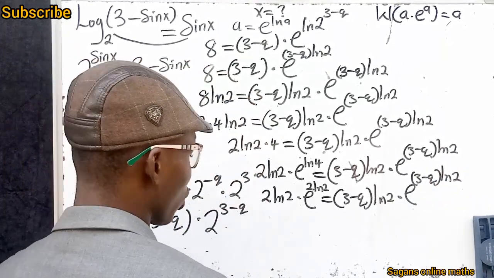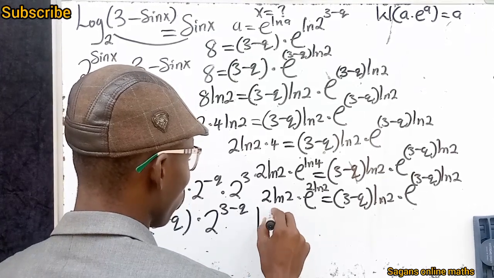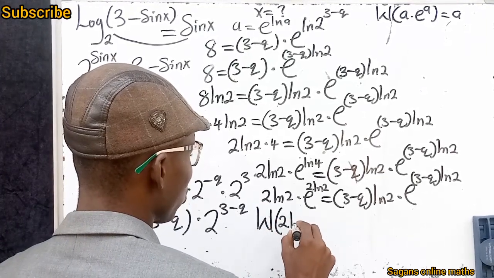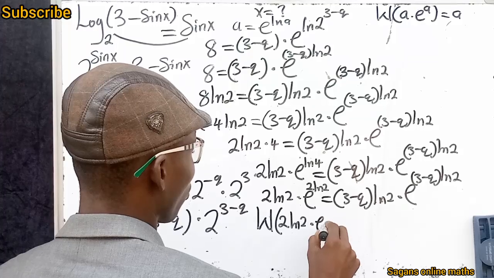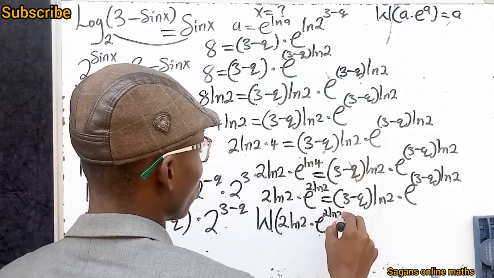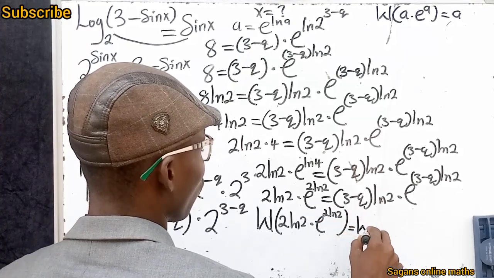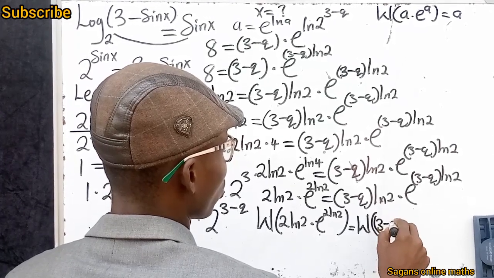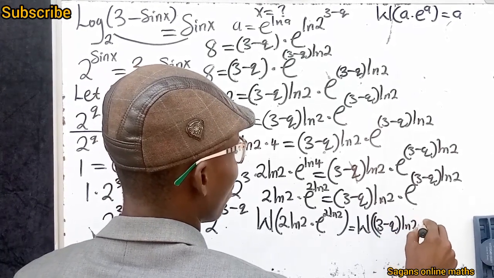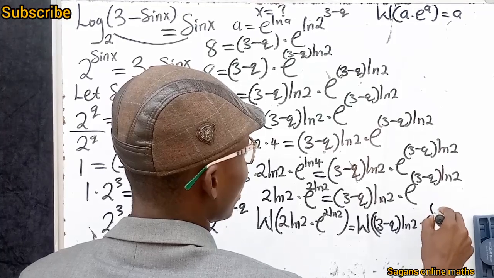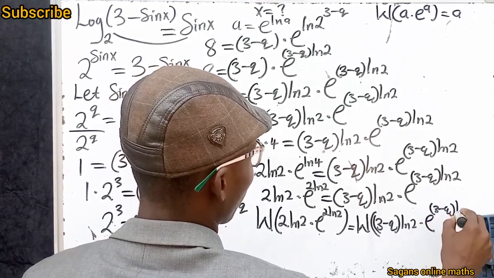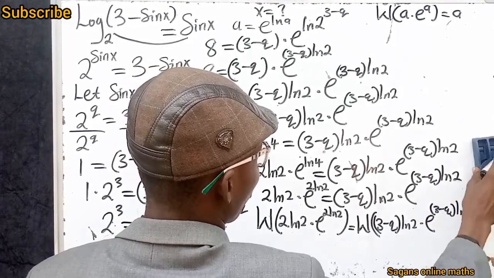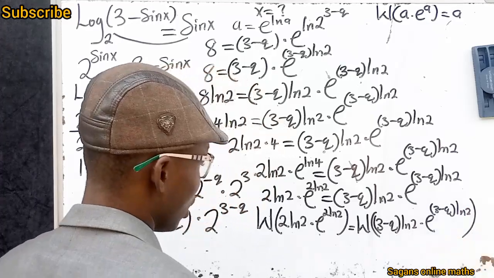Now let's take the Lambert W function of both sides. That means the Lambert W function of 2 ln 2 multiplied by e raised to the power 2 ln 2 is equal to the Lambert W function of (3 − q) ln 2 multiplied by e raised to the power (3 − q) ln 2. Okay, we can close the parenthesis.